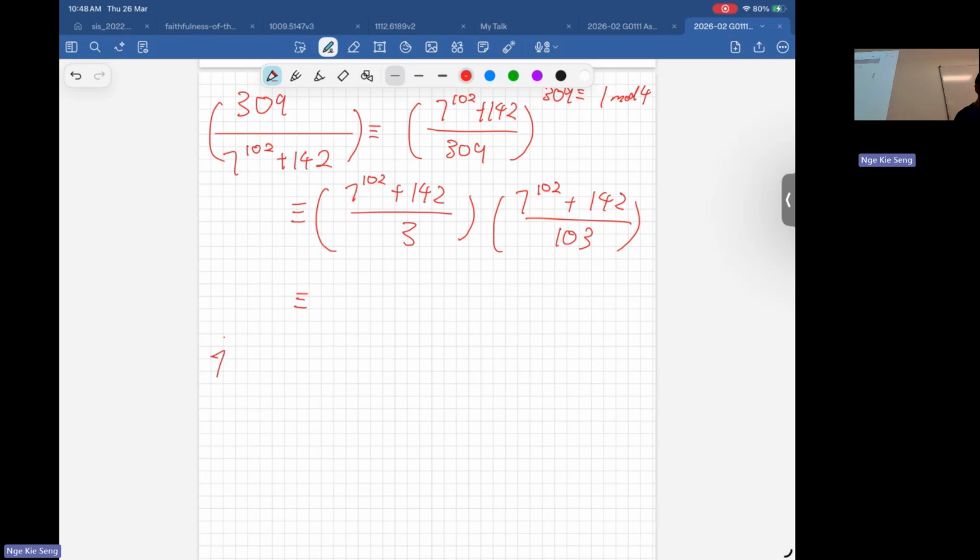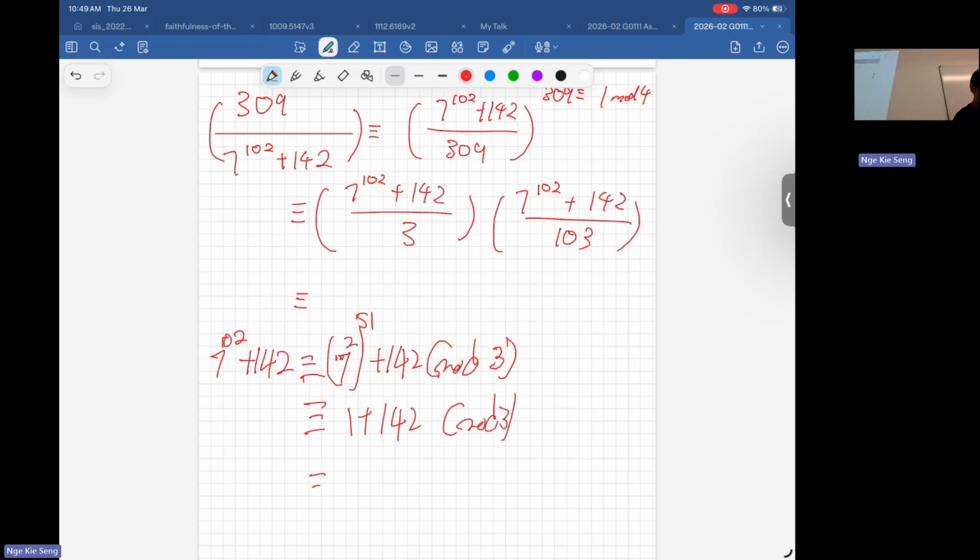Maybe I write here. So 7102. 2. Eight, 3, 2, 6. Power to 51 plus 142 equals 1 plus 142 or 3. Then it becomes 143 because of the modulus.